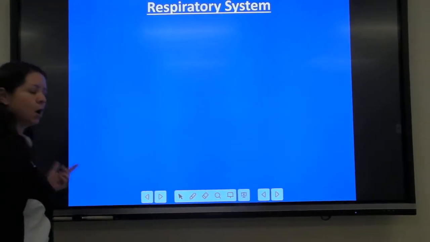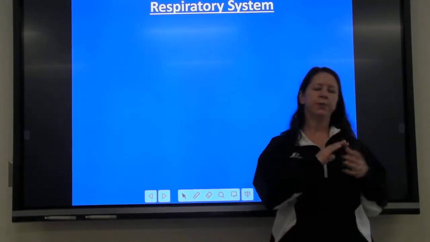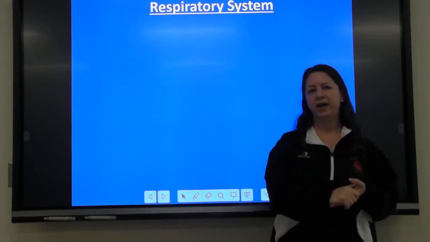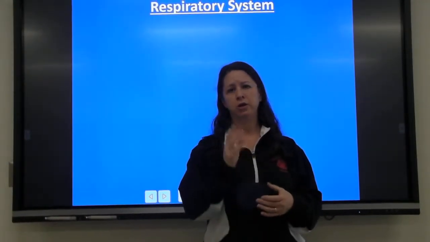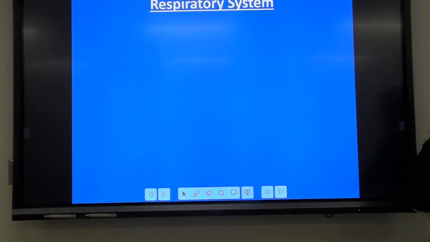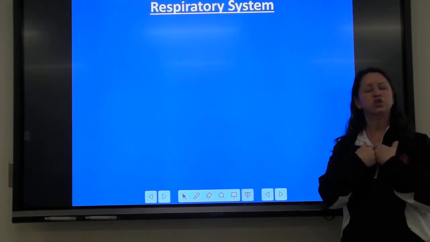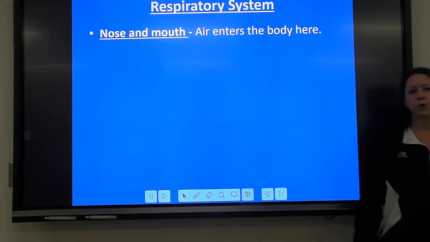So we talked about the heart sending blood to the lungs to pick up oxygen so that your blood can then deliver that oxygen all over your body so that your cells can get the oxygen that they need to work. We're going to talk now about how you're getting that oxygen into your body. The respiratory system has several parts.